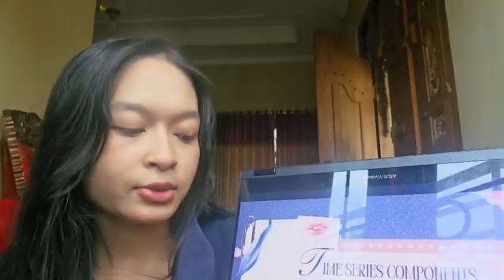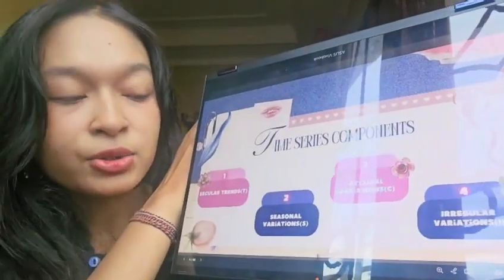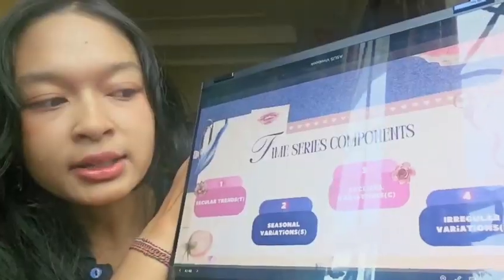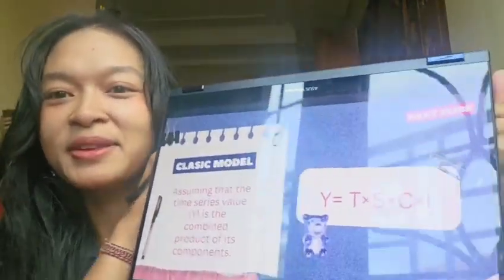This time series analysis has 4 components. The first one is secular trends, the second one is seasonal variation, the third one is cyclical variation, and the last one is irregular variation. Sorry guys, it looks heavy.